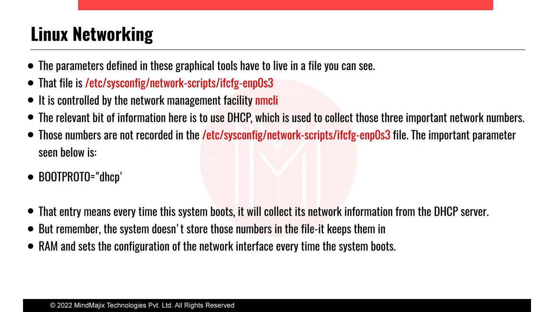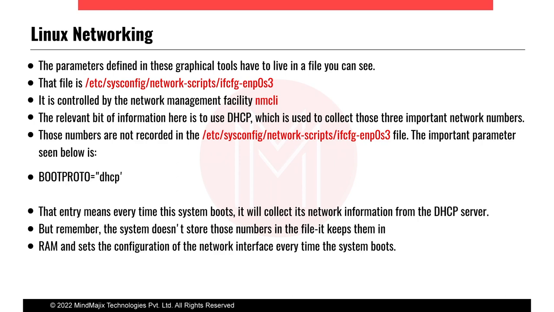That entry means every time this system boots, it will collect its network information from the DHCP server, because whatever IP address is assigned comes from the DHCP server. If that host goes down, then that IP address is released back to the DHCP server. The next time the server is rebooted or turned on, whenever it boots up, it will again ask the DHCP server for an IP address. When the DHCP discover message goes to the DHCP server, it will assign the next available IP address to the client.